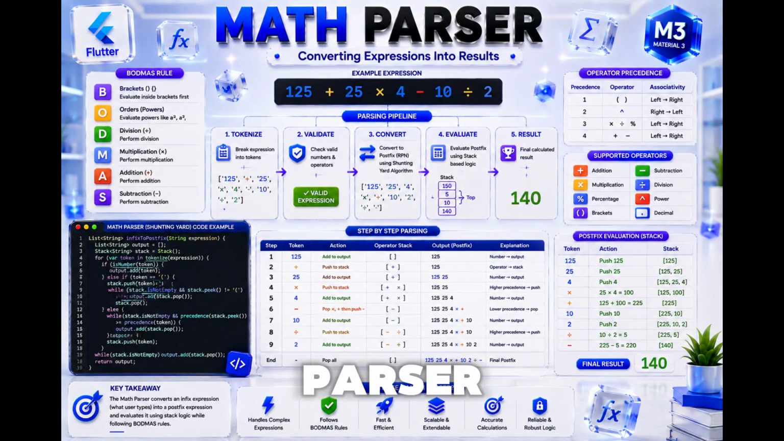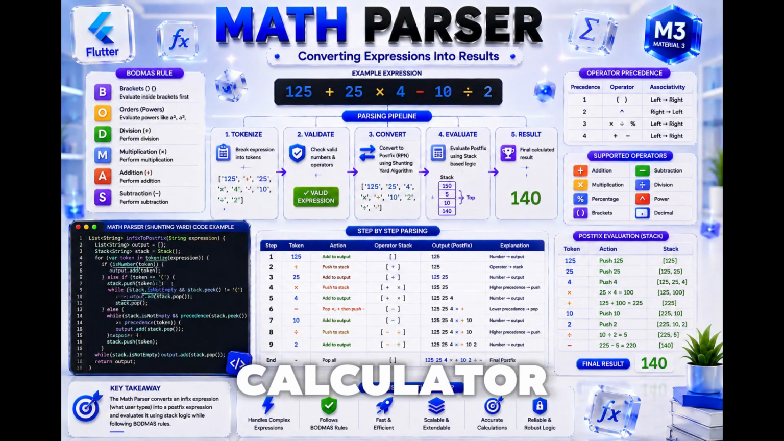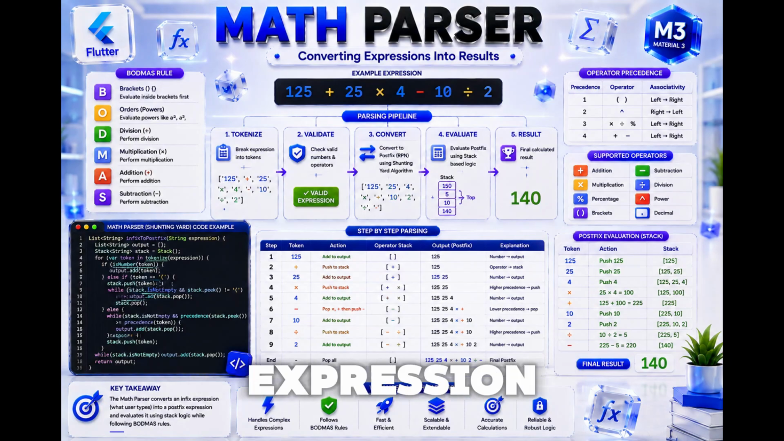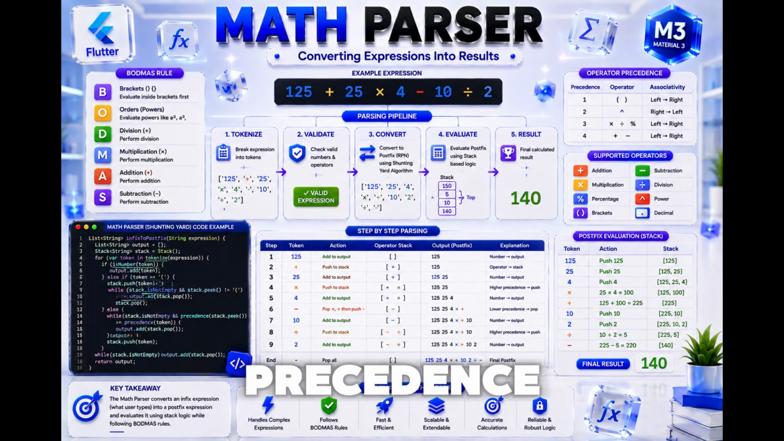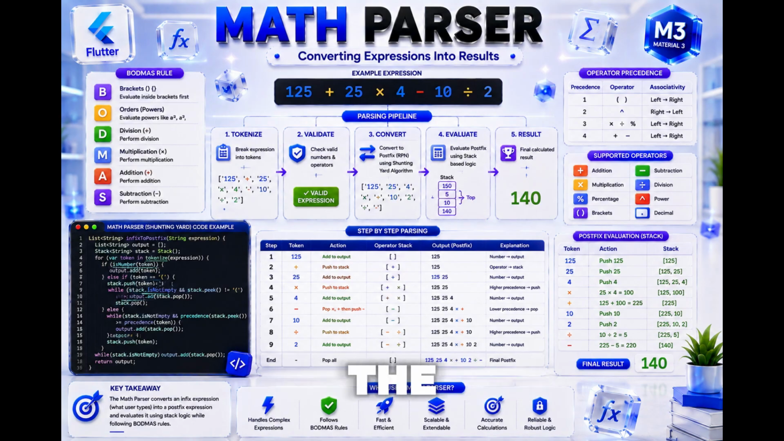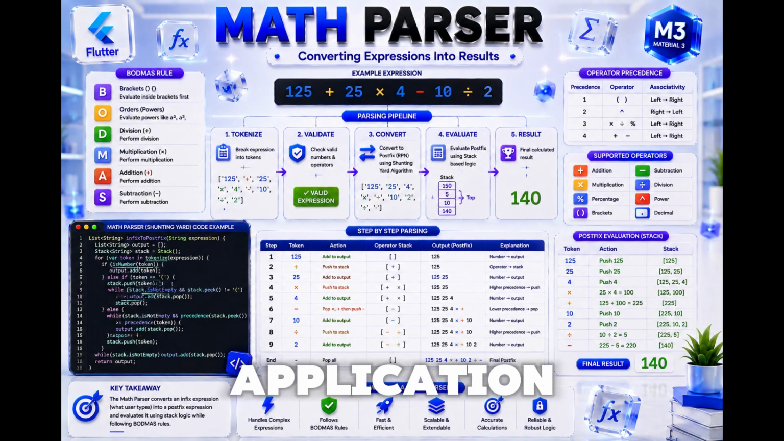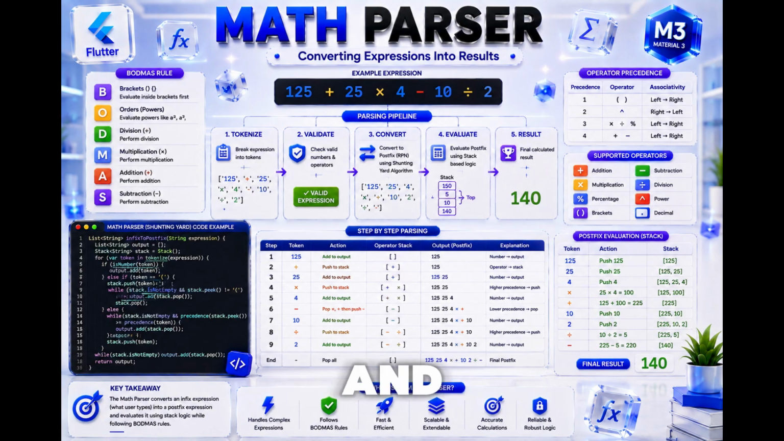The math parser is the brain of our calculator. It reads the complete mathematical expression, separates numbers and operators into individual tokens, follows operator precedence, and evaluates everything in the correct order. This ensures multiplication and division are performed before addition and subtraction, just like a real calculator. A dedicated parser provides accurate calculations, supports complex expressions, and makes the application much more reliable and professional.